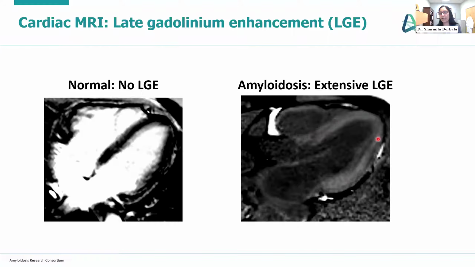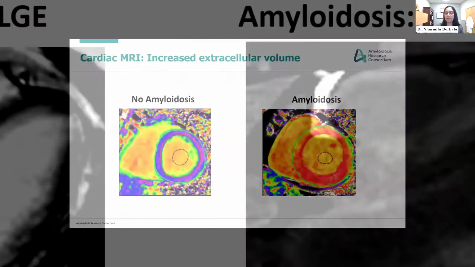So this is called late gadolinium enhancement. And you can see that this is almost the opposite of what you see here. The myocardium is all grayish, whitish, not black, and the blood pool is dark. Again, this is a characteristic feature of infiltration of the heart muscle with amyloid.